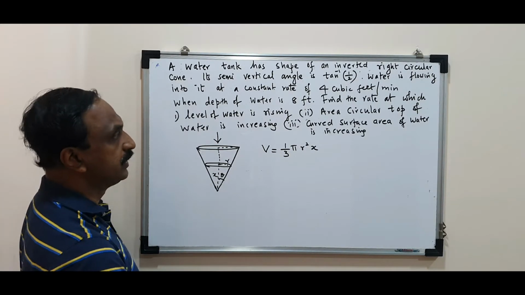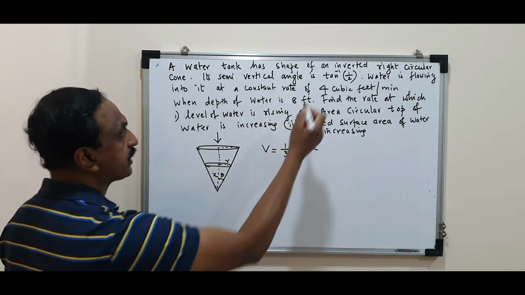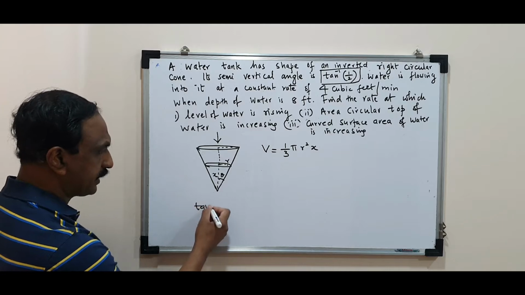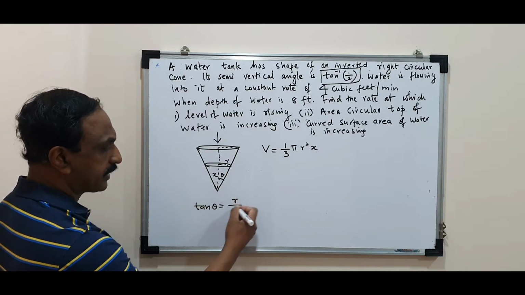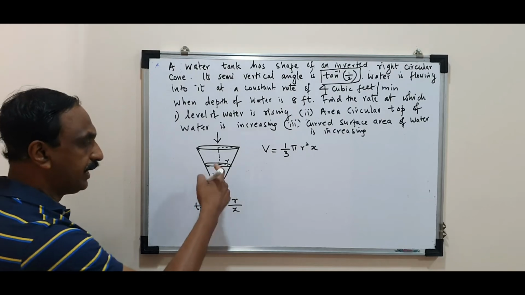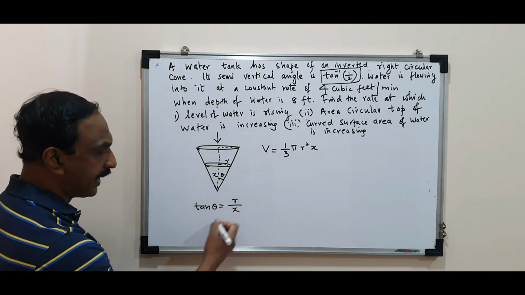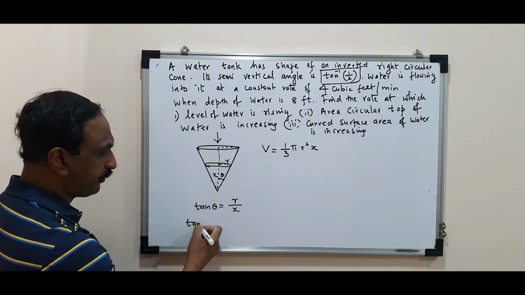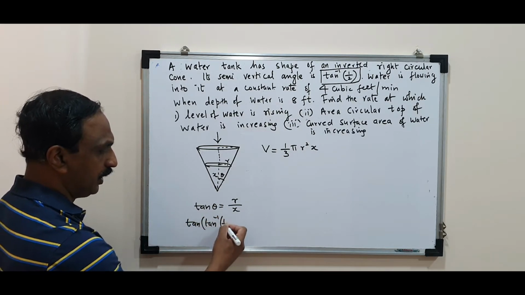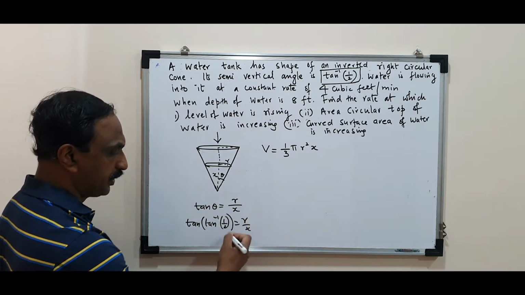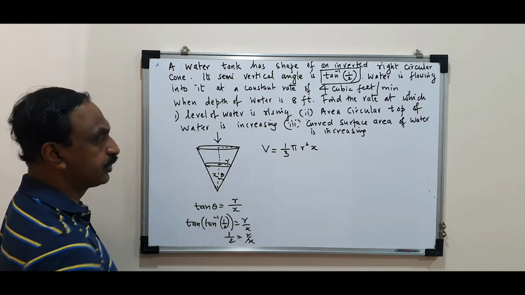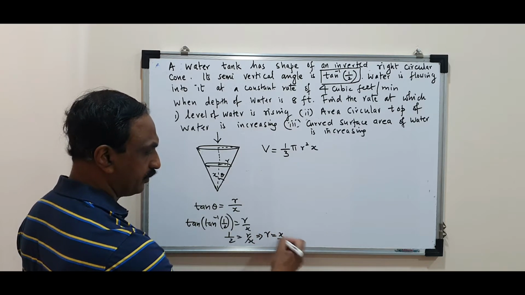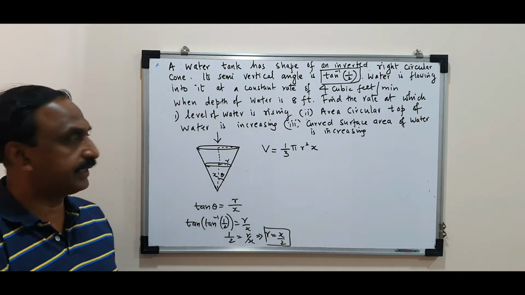So what I'm going to do is get a relationship between r and x by using this tan inverse 1 by 2. We know that tan theta is r by x. The opposite side is r and the adjacent side is x. So tan theta is tan inverse of 1 by 2, so tan of tan inverse 1 by 2 is r by x. So 1 by 2 is r by x. So instead of r, I can write r is x by 2. So I got a relationship between the radius and the height.